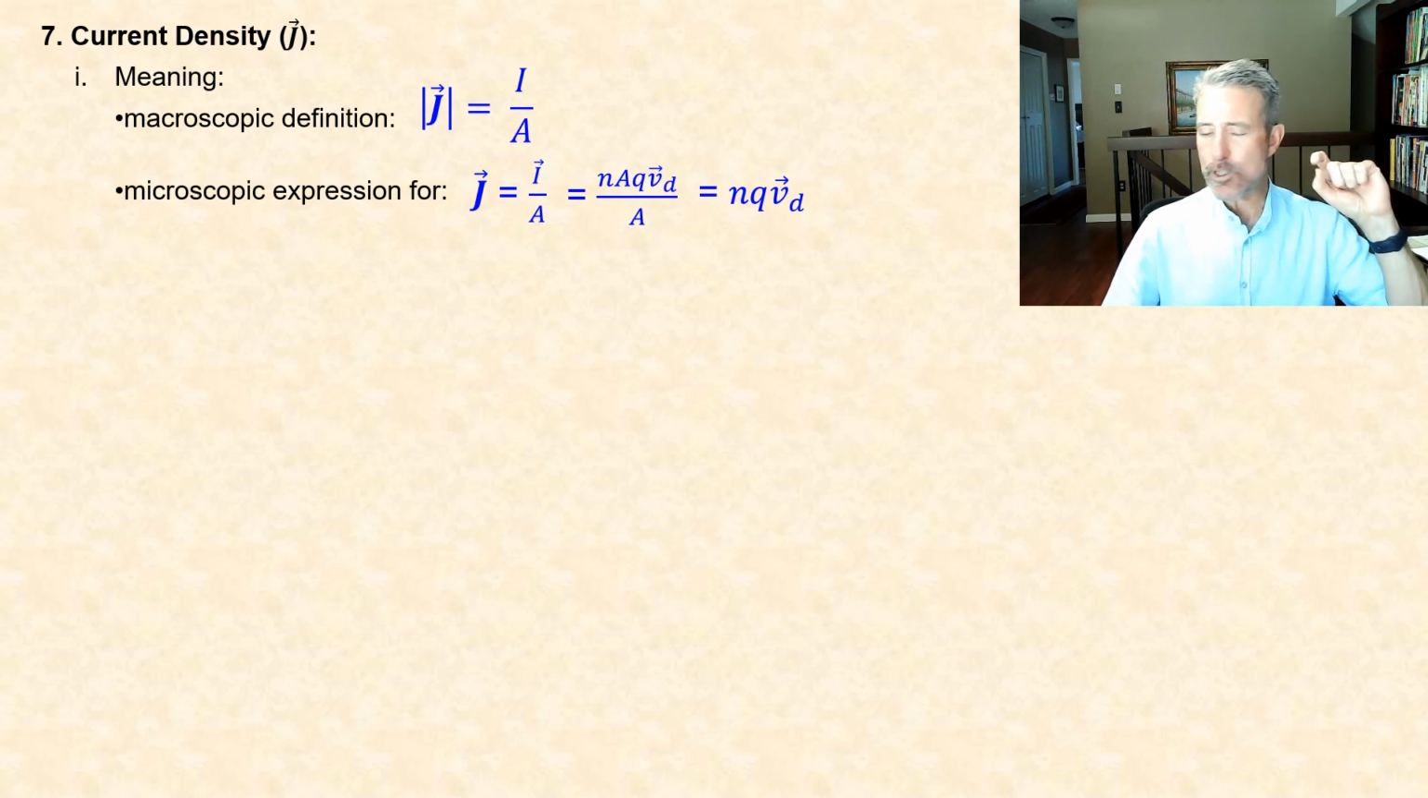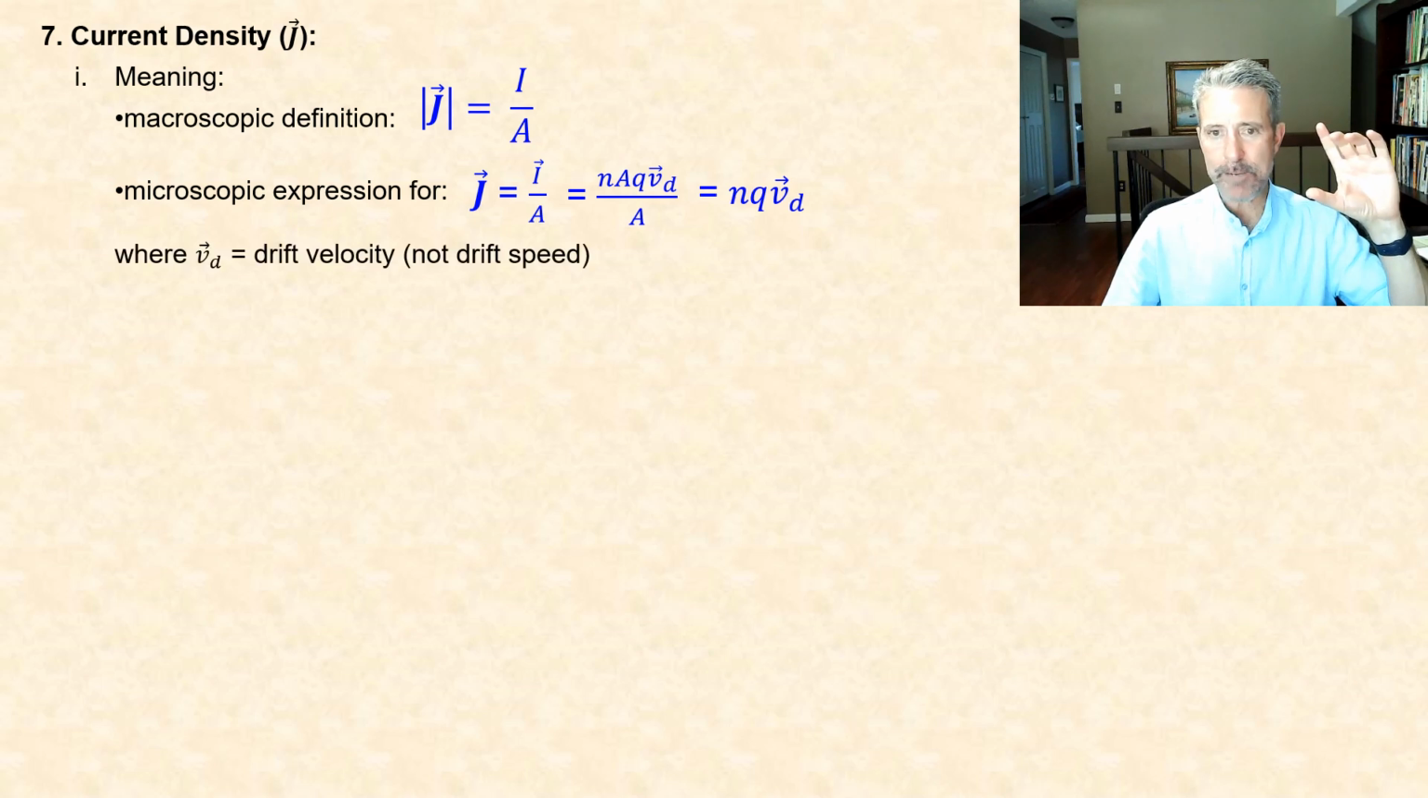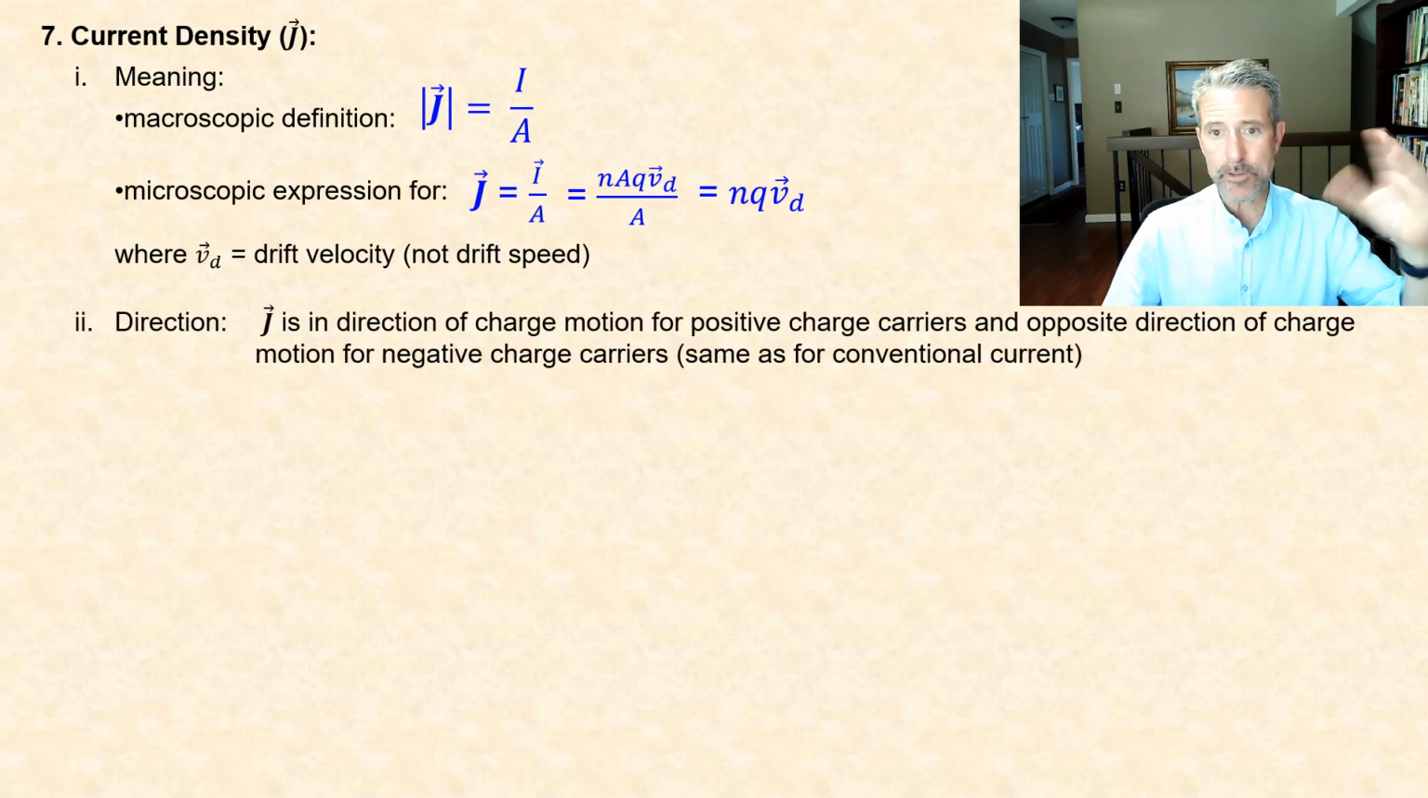Notice here that V sub D is no longer the drift speed that we talked about previously for current, which was a scalar quantity. We now write it as a vector quantity, and we call it the drift velocity, so that it does have direction. And the direction of the current density, the direction of the drift velocity, is the direction that the mobile positive charge carriers move, opposite the direction of negative charge carriers, completely consistent with everything we said previously about conventional current.